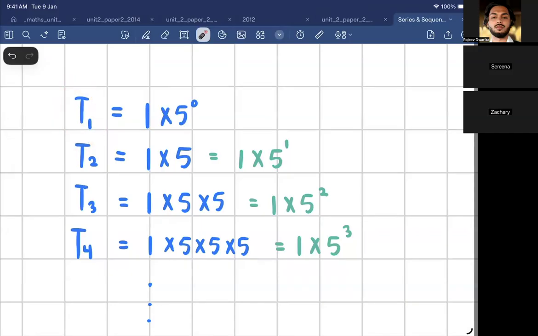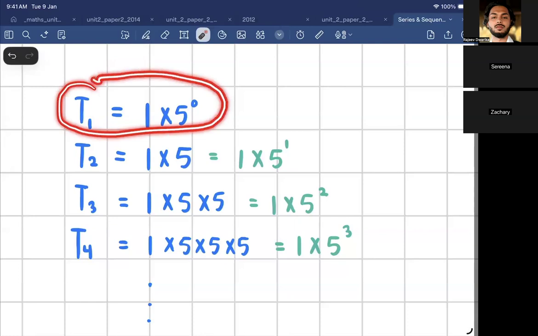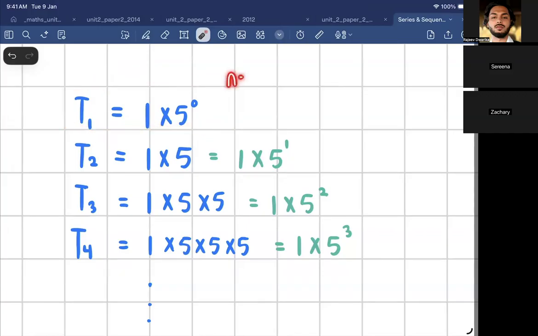So for the first term, when n was 1, what was the power for 5? 0. Okay. So when n was 1, the power was 0. When n was equal to 2, what was the power? 1. Okay. When n was 3, what was the power? 2. You know, there's a pattern there.